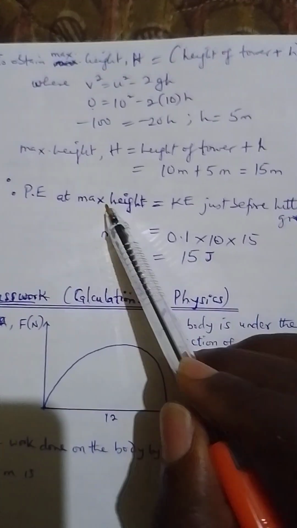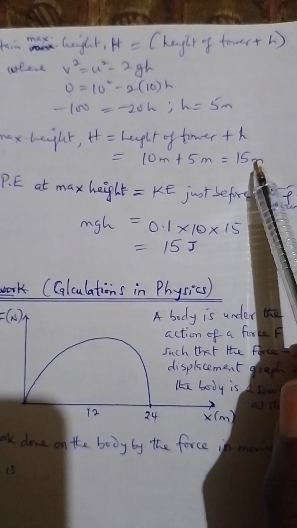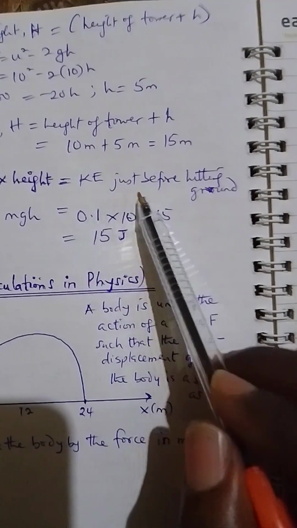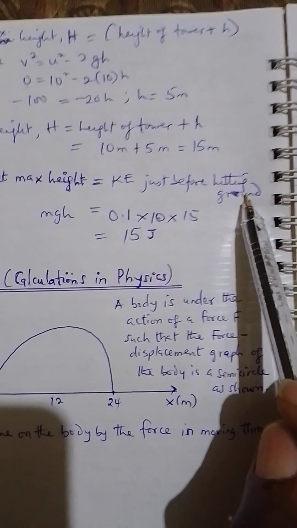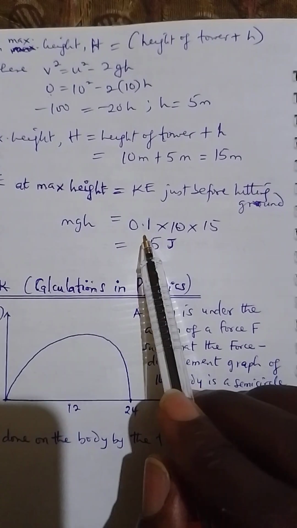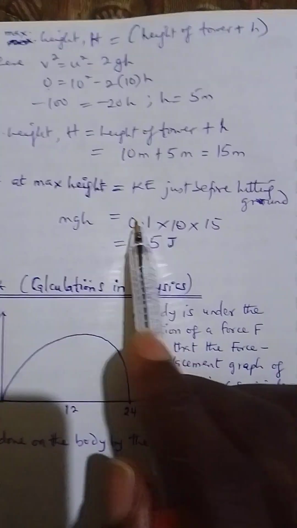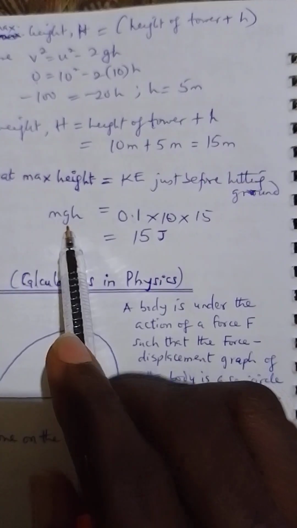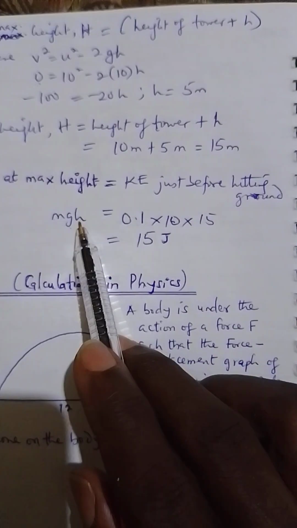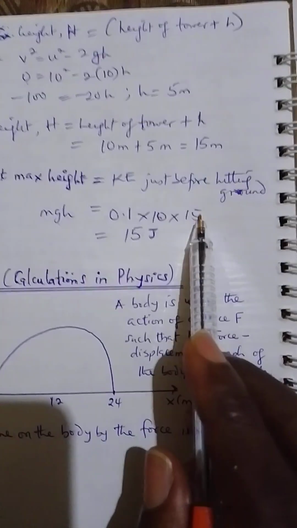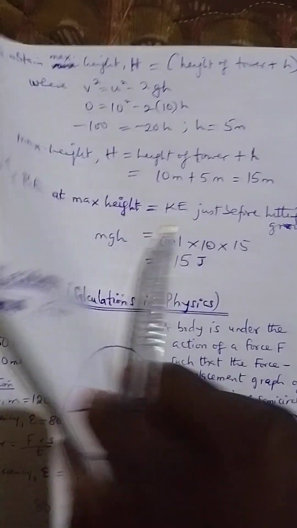So the potential energy at the maximum height of 15 meters is equal to the kinetic energy just before hitting the ground. Okay, so mgh is the mass of the object, 0.1, times acceleration due to gravity, 10, times the total height, 15. All of this gives us 15 joules.